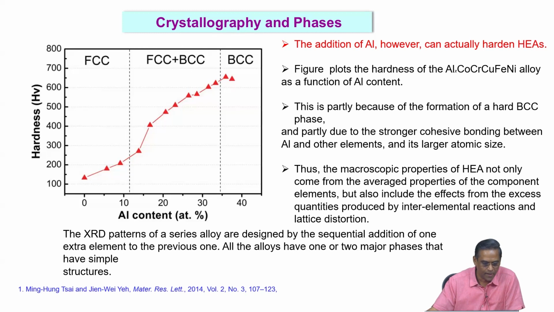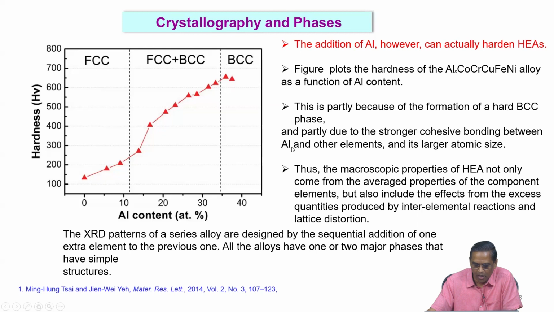And what is shown here is the hardness versus aluminum content. You can see that a series of alloys are designated by the sequential addition of one extra element to the previous one. Then you can see that one or two major phases that have a simple structure like FCC, FCC plus BCC and BCC, they are formed. This is partly because of the formation of a hard BCC phase. Why does the hardness increase? Because the FCC to BCC transition gives a hard phase, and it is partly due to the stronger cohesive bonding between aluminum and other elements, and its larger atomic size. So, this is also a factor.